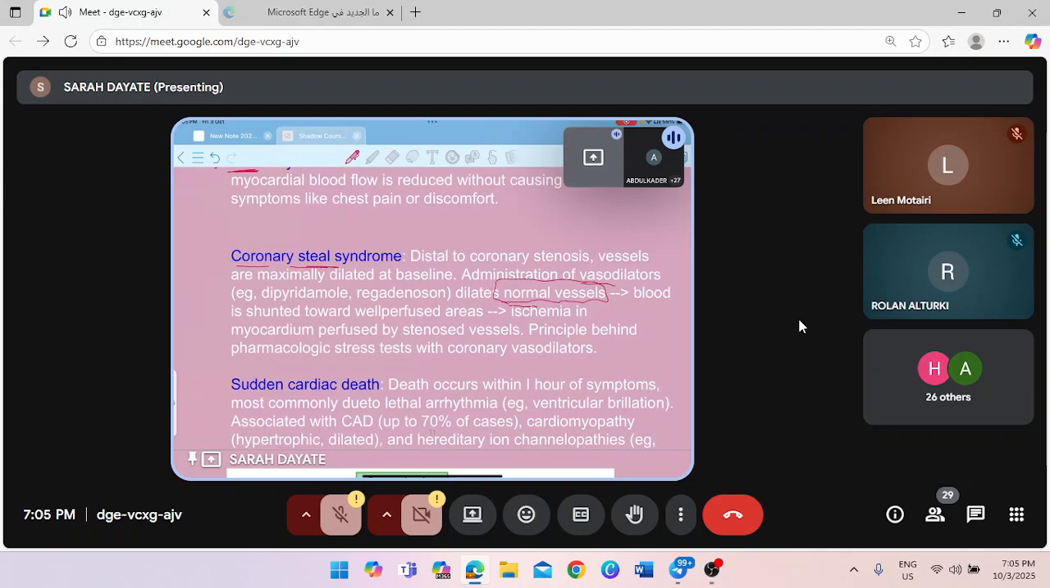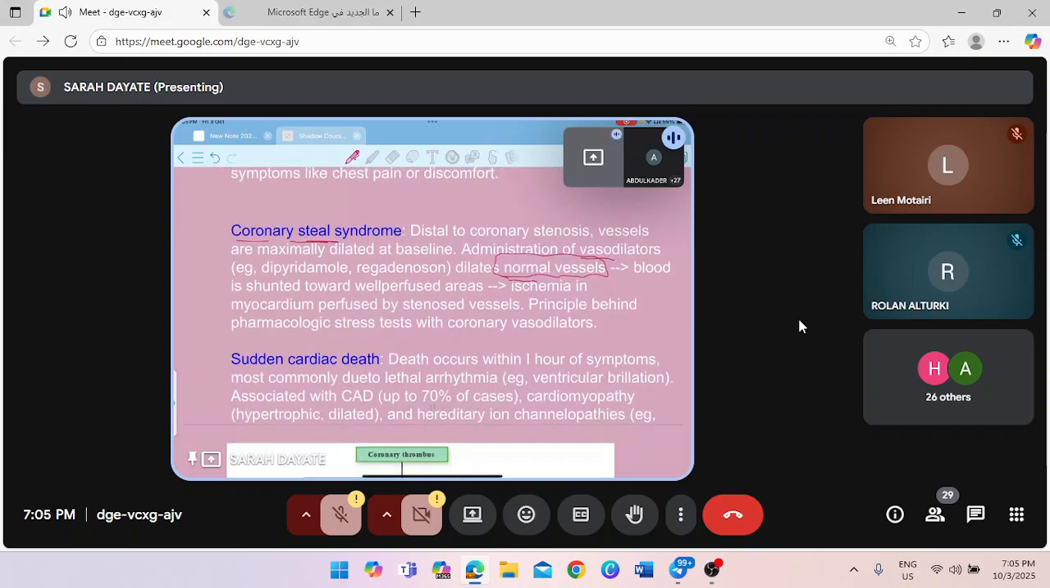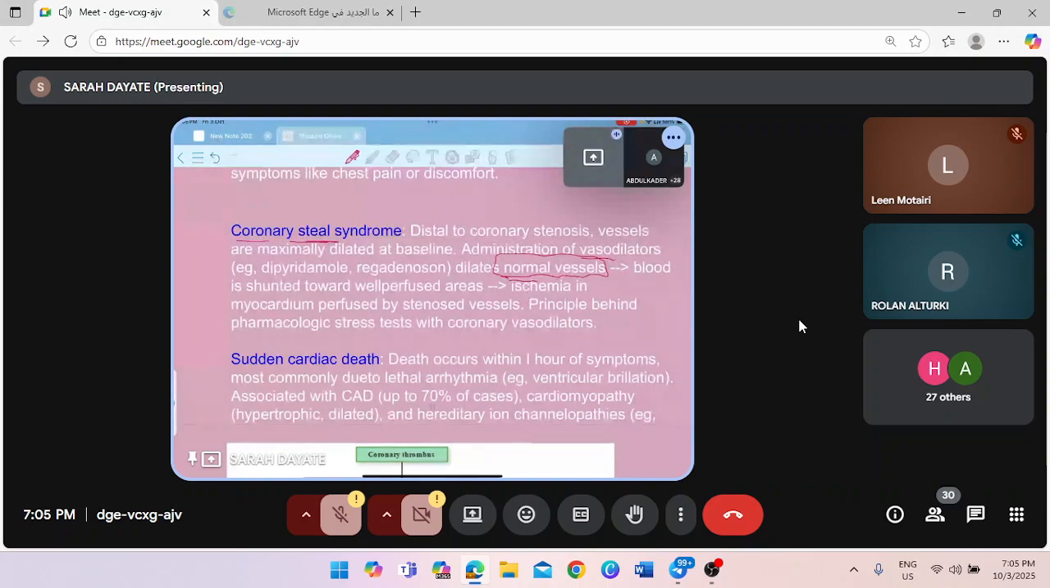The normal vessels in the person have now become dilated. Why? Because the diseased one is already dilated. So the body tries a mechanism to give more blood to the normal one, because it has dilated. So this will worsen the vessels that are injured, because they are not getting blood, and when the body tries to compensate, it isn't giving them blood. This is why it's called coronary steal syndrome. The diseased ones haven't got the treatment, but the normal ones have got it.